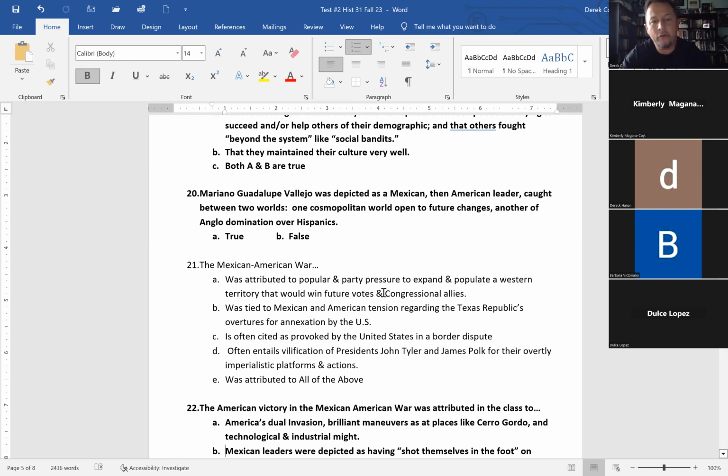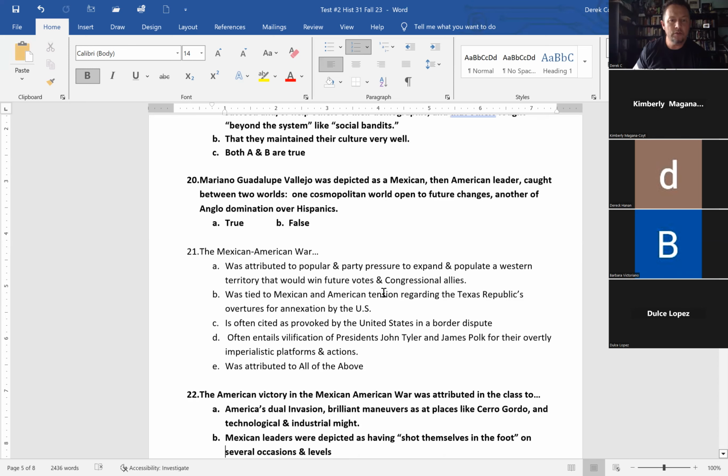Number 21 is found on number 1 of the antebellum westward expansion movement when I played the blame game as to who was to blame for the Mexican-American War. You want to take a look at that.